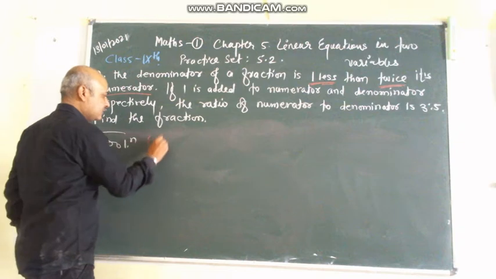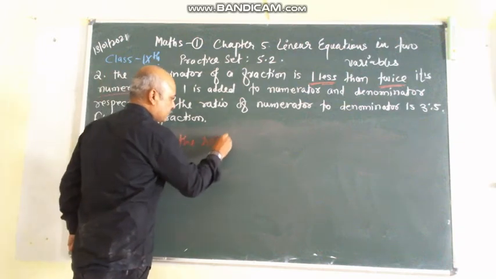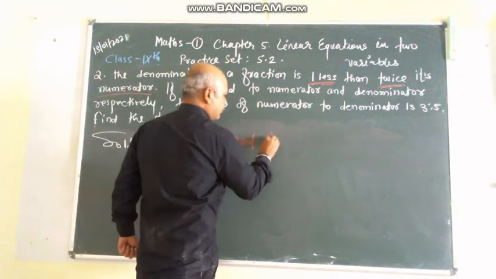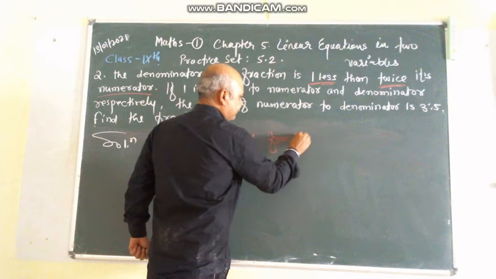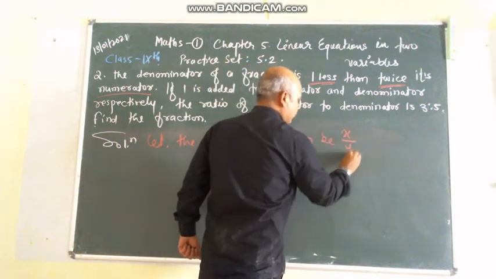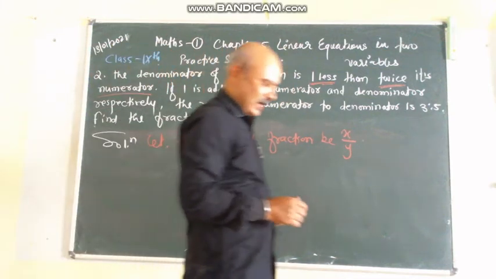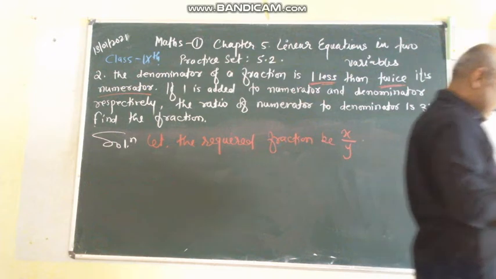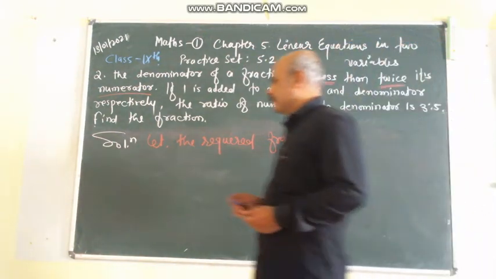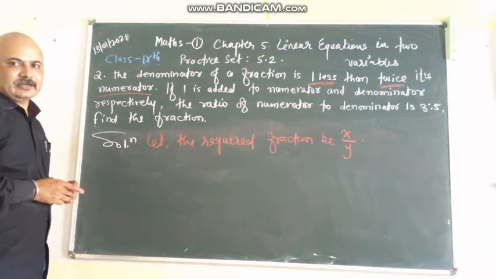Let the required fraction be x upon y. So x upon y is a fraction where x is called the numerator and y is called the denominator of the fraction. Student, in the question, two conditions are given.